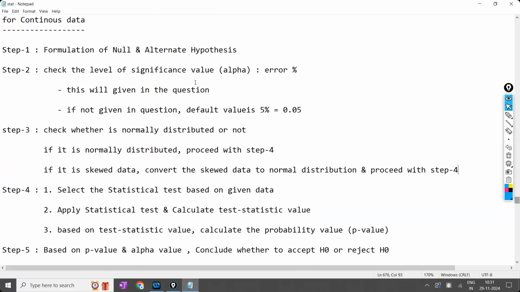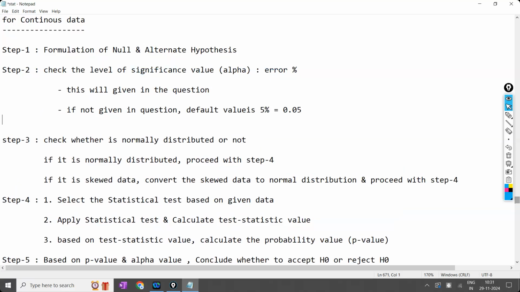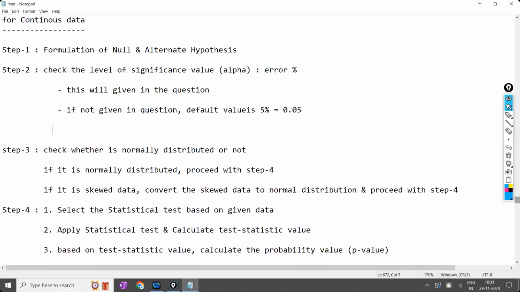Either they will give the level of significance, which is called alpha, or the second option is the confidence interval. Sometimes they give the confidence value, and from the confidence value we have to calculate the level of significance. Confidence is nothing but 1 minus alpha.